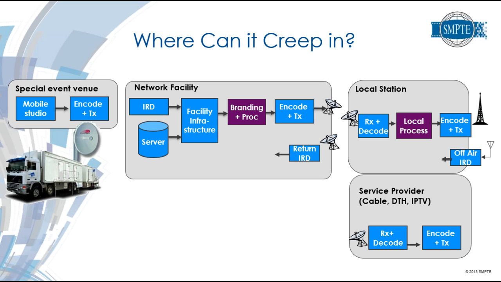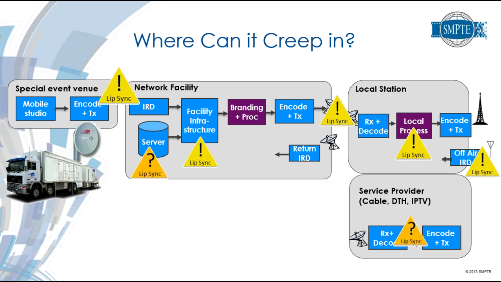Where can it creep in? Well, here's an example of a few little blocks, and you might wonder where lip sync errors could creep in. Well, let's assume the mobile truck actually has it together and it's built correctly and operated correctly, so AV comes out of it in time. But where else in the system can it break? Well, there's lots of places it can break between the beginning and the end.